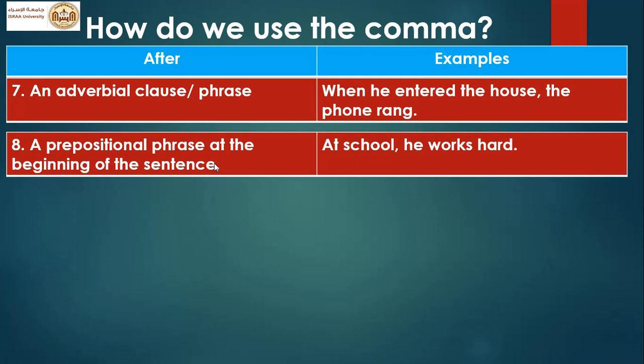Number 8, a prepositional phrase at the beginning of the sentence. That means your sentences start with a prepositional phrase, and the prepositional phrase, of course, has a preposition at the beginning, like at. At is a preposition. So, at school, a prepositional phrase. The preposition plus the noun. They are followed by the comma. At school, he works hard.